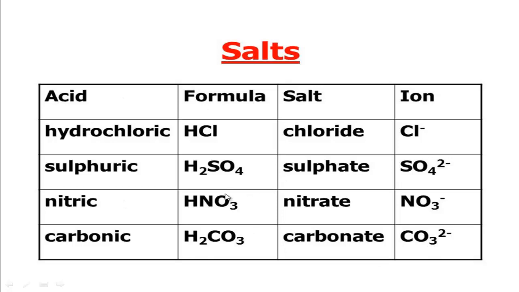Like this way, you can also categorize salts on the basis of the name of metal part, that is cation part. For example, sodium salt. Sodium salt means sodium chloride, sodium sulfate, sodium nitrate, sodium carbonate. Or potassium salt: potassium chloride, potassium sulfate, potassium nitrate, potassium carbonate, etc. So like this, salts can be categorized or typed in different ways.